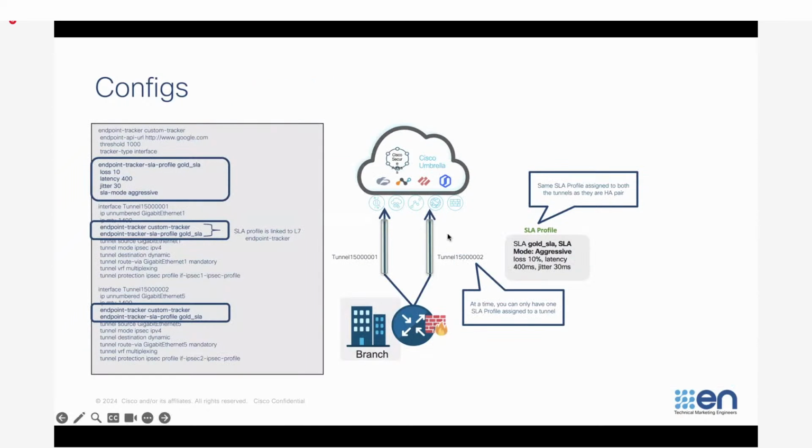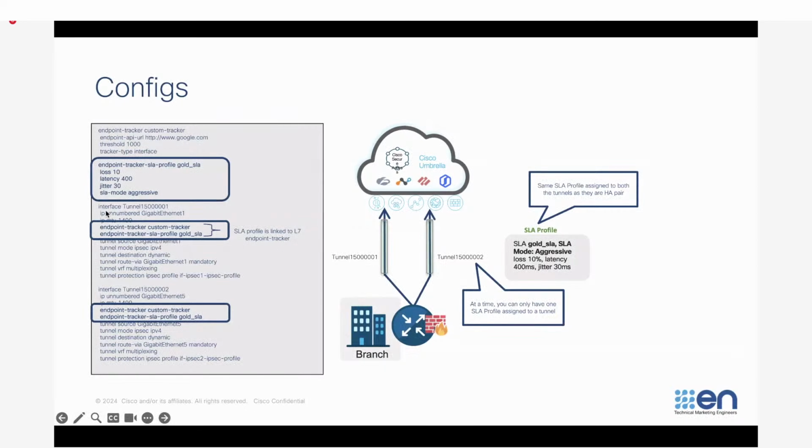This is the configuration snippet. I have an SLA profile, and this is just a name. So endpoint tracker SLA profile, you can give any name. And I configured loss as 10%, latency as 400 milliseconds, and jitter as 30 milliseconds. And then SLA mode to be aggressive. And again, on the top, you can see the custom tracker. Here I'm using google.com, and this is also a prerequisite, like I mentioned.